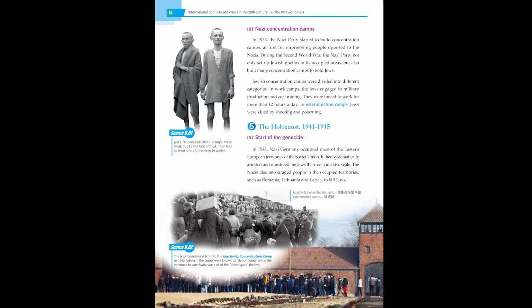Look at source 9.61. Jews in concentration camps were weak due to the lack of food. They had to wear thin clothes, even in winter. Source 9.62: the Jews boarding a train to the Auschwitz concentration camp in 1942, above. The trains were known as death trains, while the entrance to Auschwitz was called the Death Gate, below.